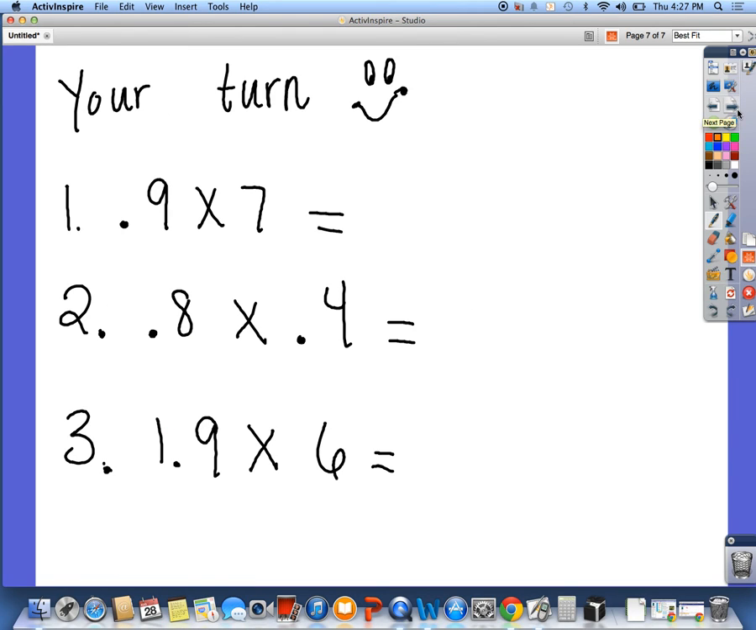Now, it is your turn to practice. So practice with those basic facts, seeing how many decimal places there are, and then just moving the decimal in. And then try 8 tenths times 4 tenths, and then number 3, you're going to try 1 and 9 tenths times 6. And go back, review your steps, review the problems. The more we practice, the easier this gets.